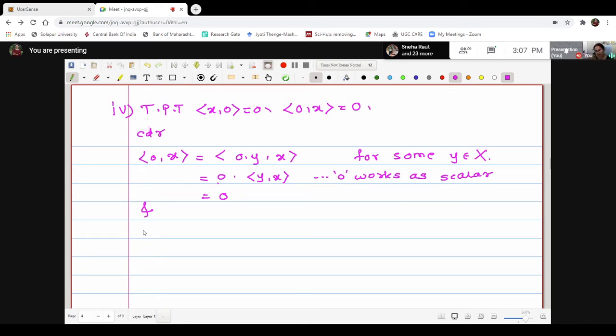Okay. Now let us prove inner product x with 0. But here now, as I have proved already this step, I will just use the conjugate. This is the conjugate of inner product 0 with x. But inner product 0 with x is 0. Rather it is 0 bar, but 0 bar is 0 because 0 is a real number. Hence all the four properties we have proved. All the four properties of the inner product we have proved.